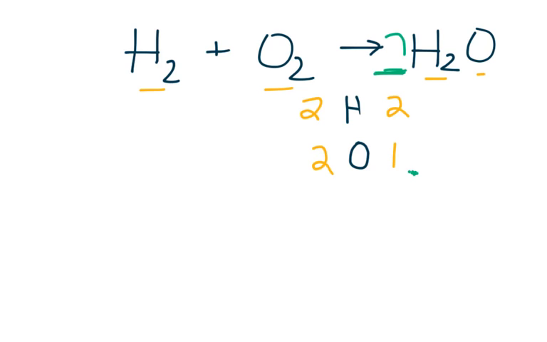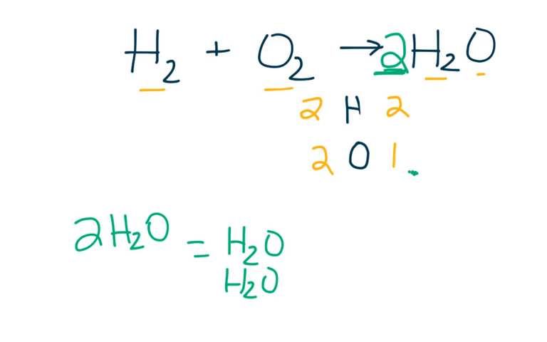So I have to add a 2 to have 2 H2O molecules. If I have 2 H2Os, that's literally saying H2O, H2O. Okay, so now I'm going to update my chart. When I have 2 H2Os, I now have 2 oxygens. Yay! But I also now have 4 hydrogens. So I have to look at the whole thing again. My oxygens are balanced, but now my hydrogens are out of whack.